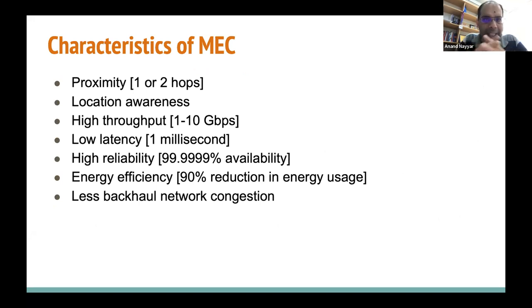Location awareness, high throughput, 1 to 10, but I've already told you that it is under the research mode, and with 10 to 100 Gbps, it will be possible soon. Low latency, 1 millisecond, even less than that. Even less than that, I'm saying you. High reliability, like we talk of Amazon Web Services, 99.9999% up. And reliability will be over here. Energy efficiency, no need for any problems with like a 4G communication network. We have to reduce the battery life or other things. The energy reduction of the devices will be done by 90%. And of course, no backhaul congestions.